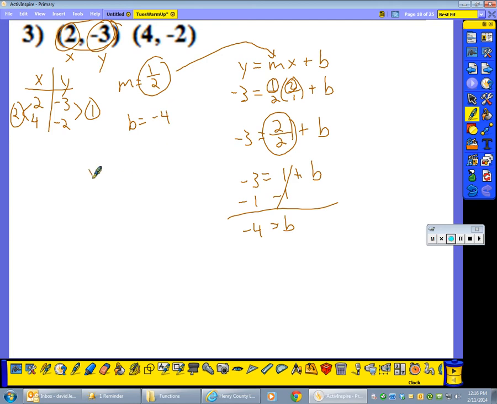So whenever I write my equation, it's going to be y equals 1/2 x minus 4, because the 1/2 is my slope and the -4 is my y-intercept. So there's my answer right there.